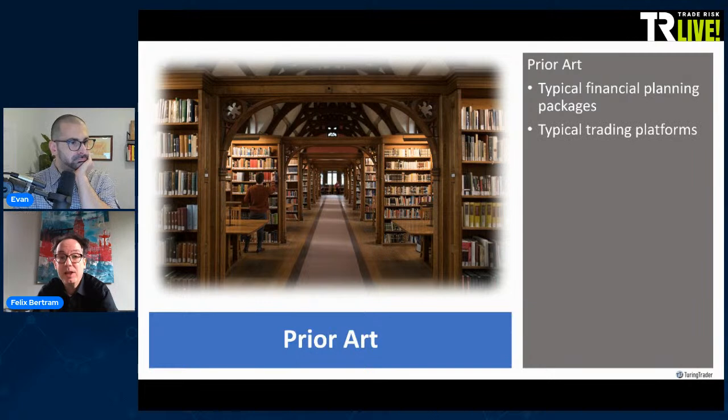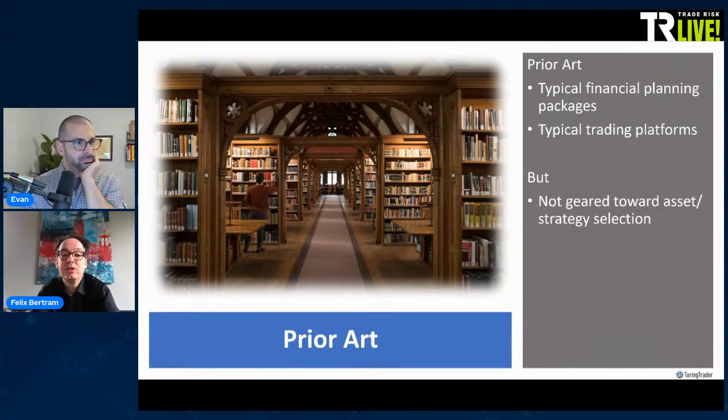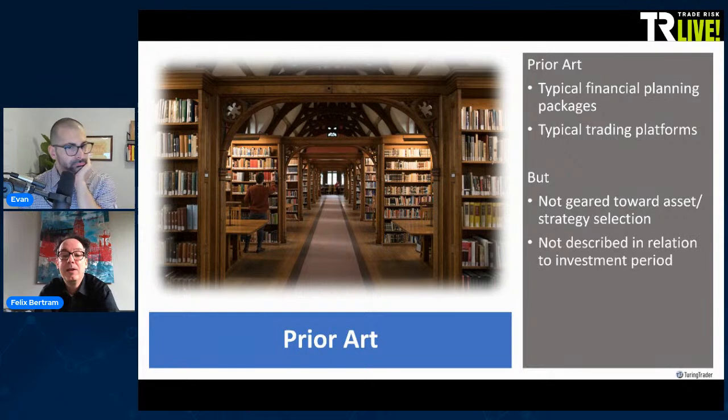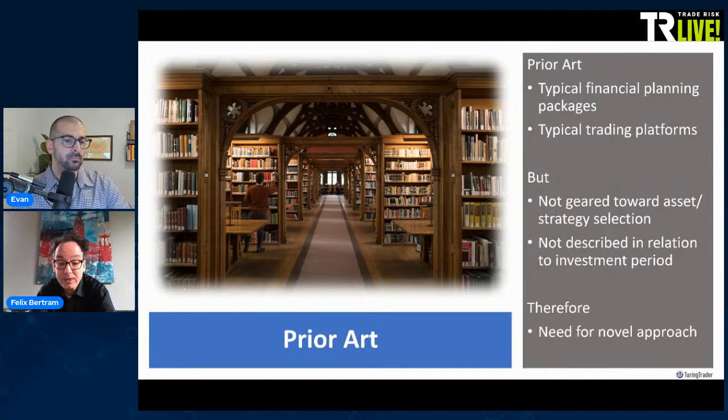And most trading platforms include something there. But these tools are really not geared towards asset selection or strategy selection, especially since the outcome is not described in a way that relates to the investment period. For financial planning, at least you can see what's going to happen, but you see that basically on the analysis side, and you have no guidance when you're selecting beforehand. So therefore, this justifies looking at novel approaches and finding a different way to do this.